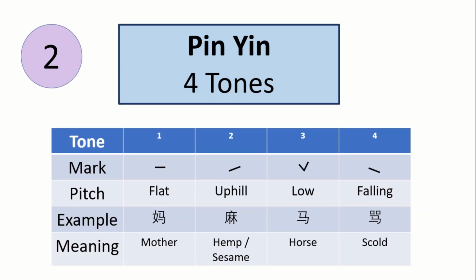For tone 1, the marking is just a flat, horizontal line. For the second tone, the mark is like going uphill. The third tone looks like going downhill and up again. And the fourth tone, the marking is like going down a slide.